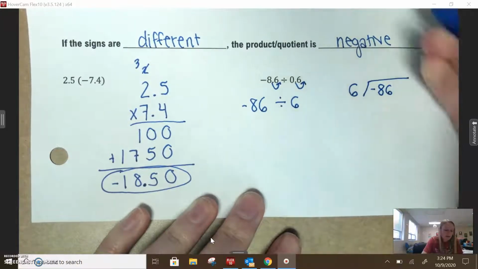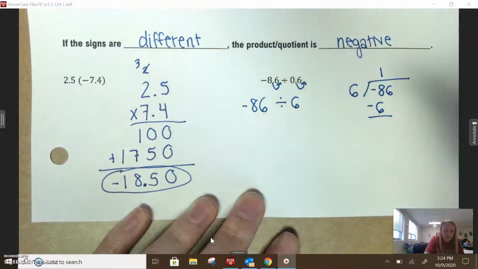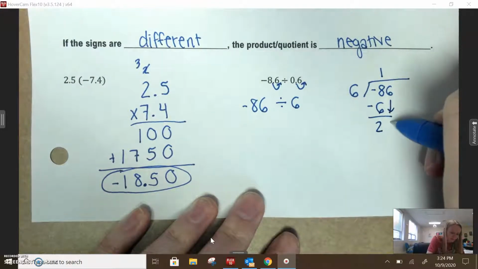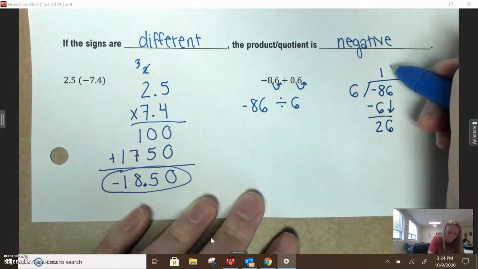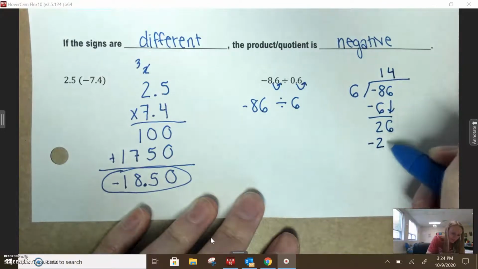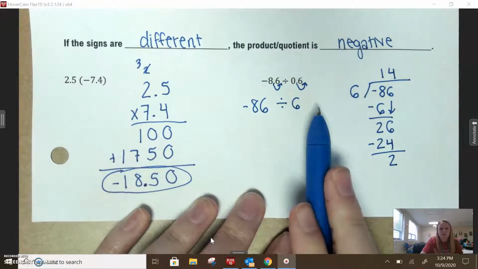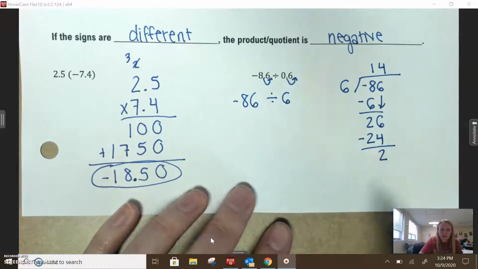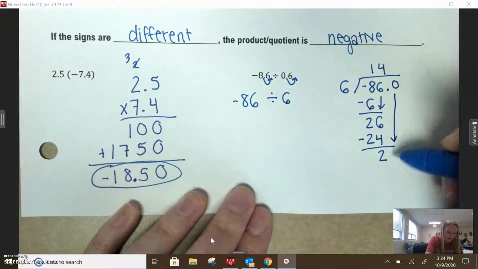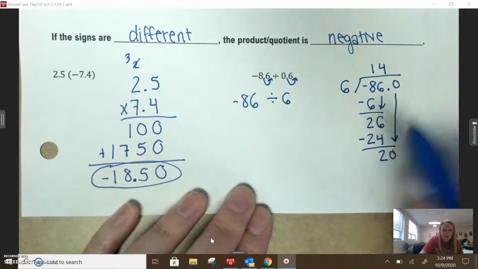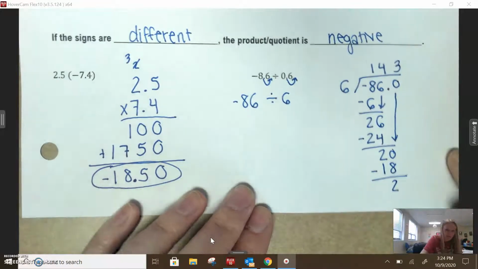So 6 can go into 8 one time. So I can subtract 6. Remember, we ignore the negative. 8 minus 6 leaves me with 2. Bring down the next 6. How many times can 6 go into 26? That would be 4 times. So now I have 24, which gives me 2. Now, since we're dealing with decimals, we're not going to have remainders. We are going to keep going. So we're going to have to add a decimal and a 0. Now I can bring that 0 down. 6 can go into 20 3 times, which is 18, and I'm given a 2.